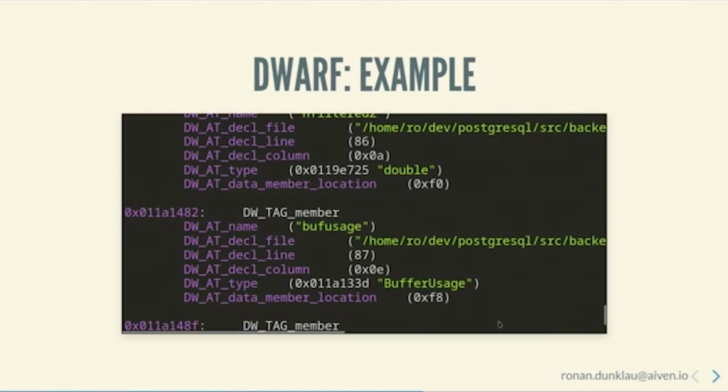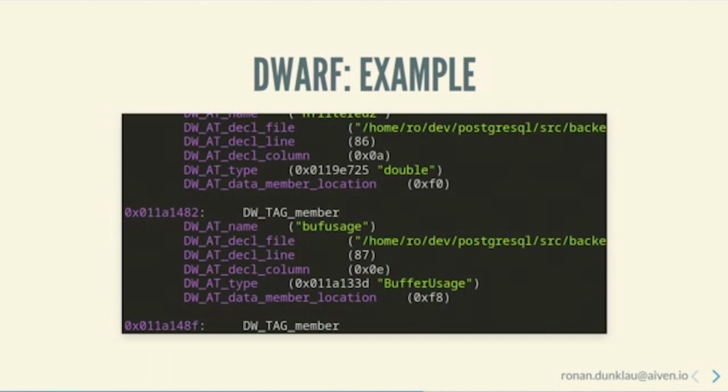For example, we can see that at this offset we have a member named buff usage, and its type is a struct named buffer usage. Then we have the information in other parts of the DWARF information. We can resolve this one and then access all the individual fields we want and know the amount of buffer from the shared buffers and which one was read and so on.